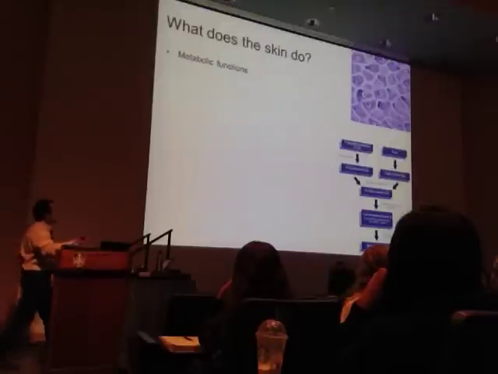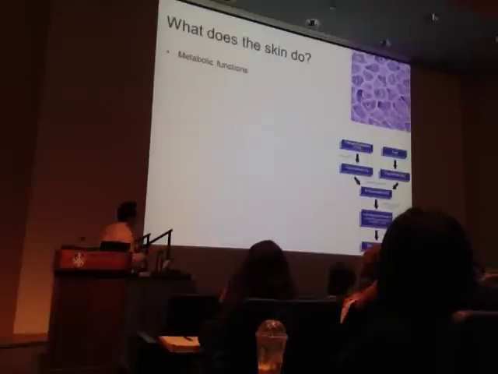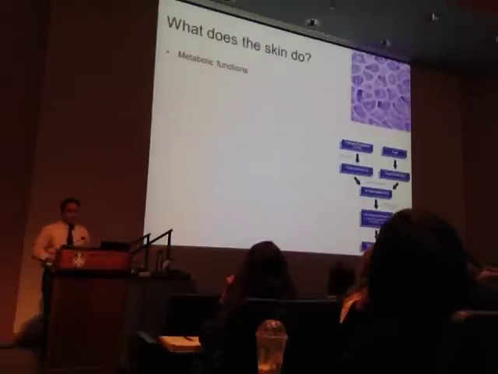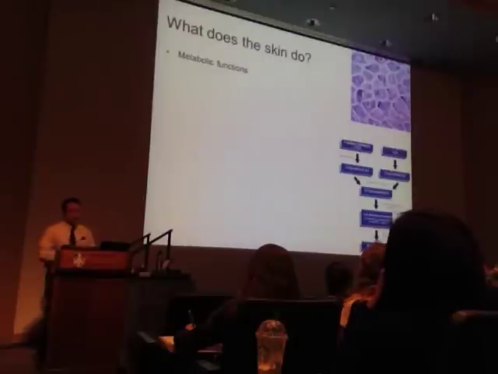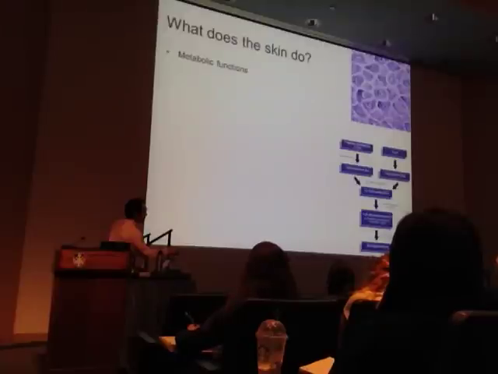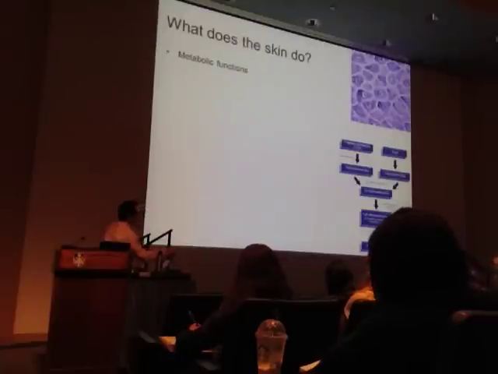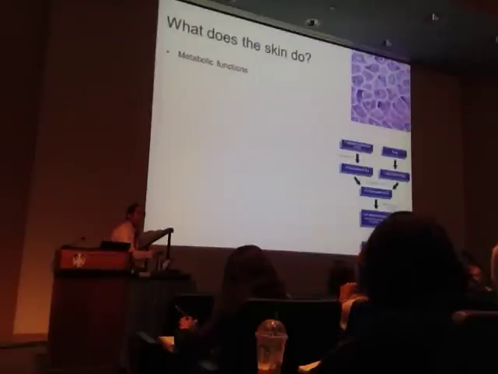So metabolic functions. If you look here, the whole idea here is actually to develop vitamin D. The most active form of vitamin D is called calcitriol. And that's actually this word right here, calcitriol. This is the active form of vitamin D in this box. The chemical name is 1,25-dihydroxyvitamin D, otherwise known as active vitamin D, otherwise known as calcitriol.